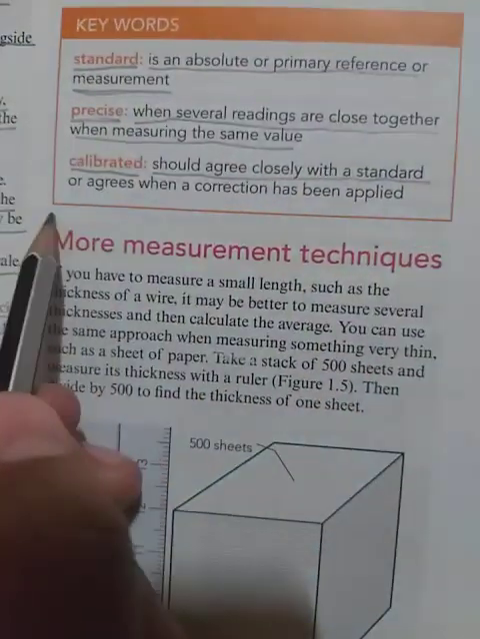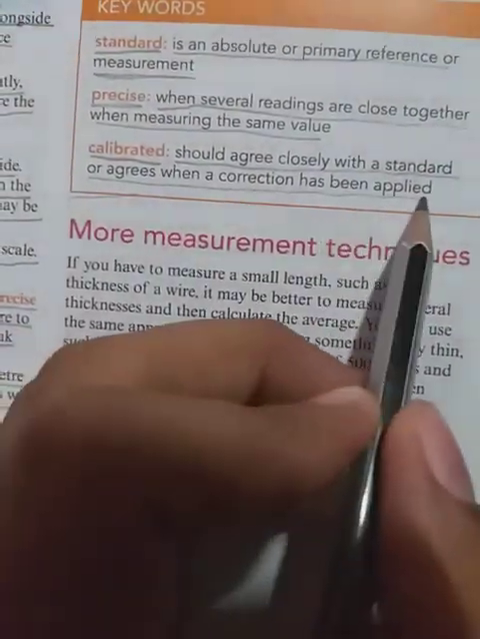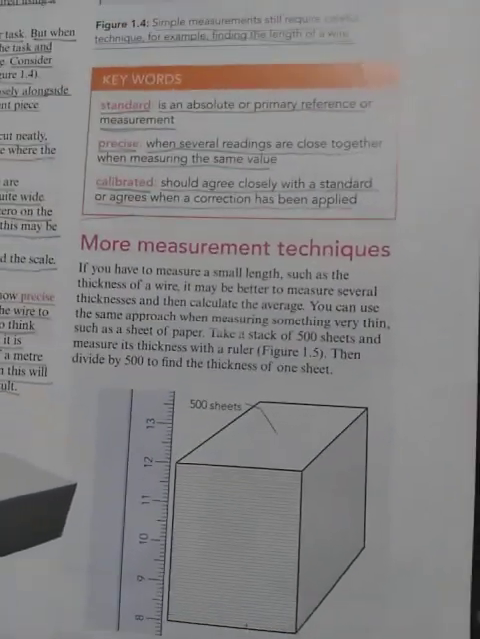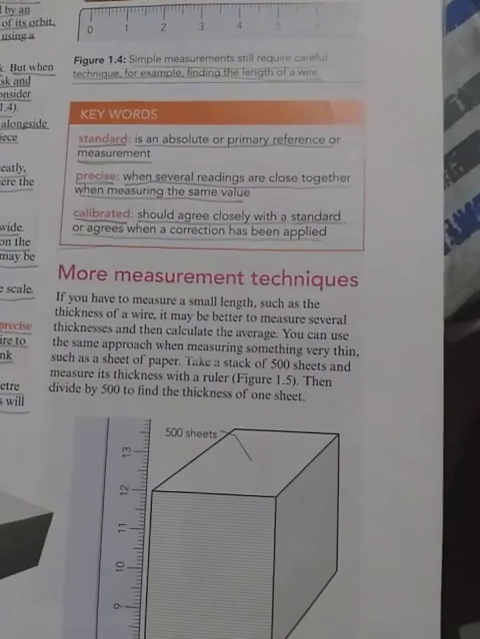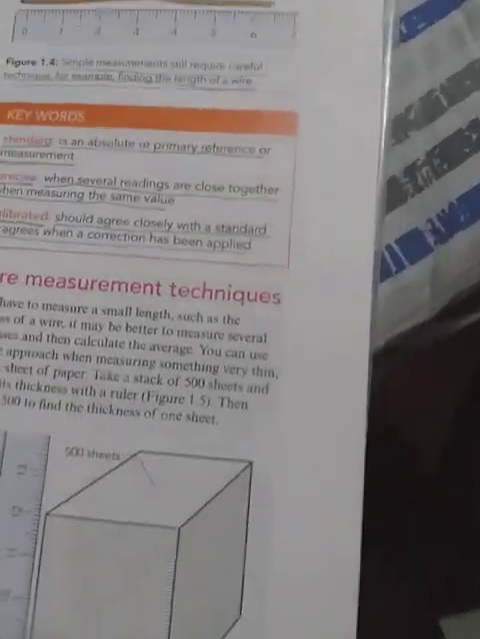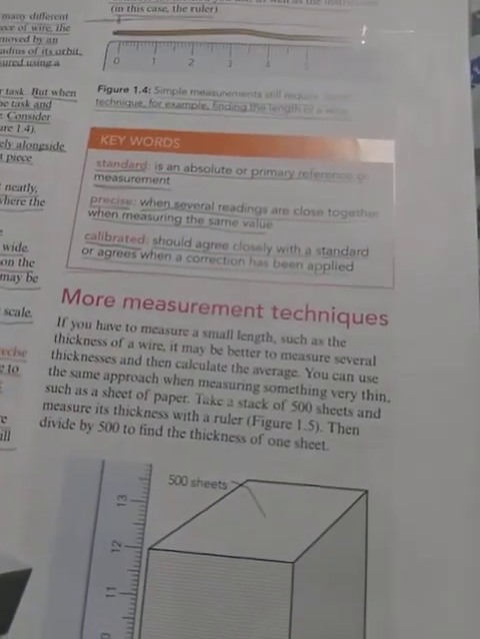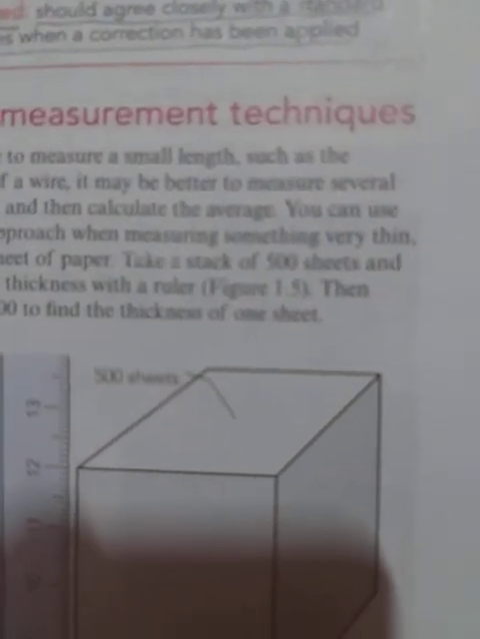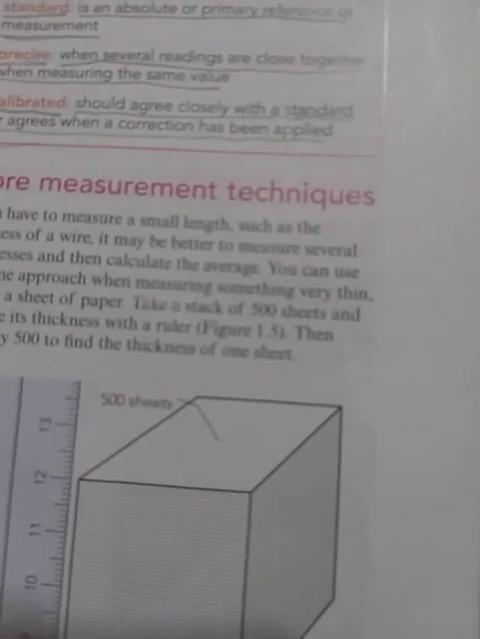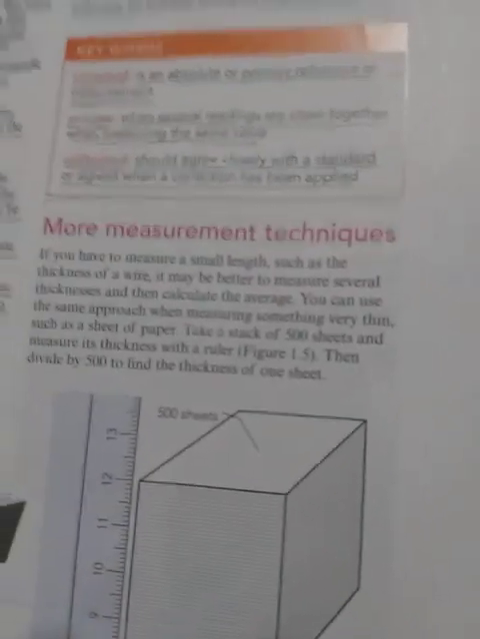So here we go. Standard is an absolute or primary reference of measurement. It is the simplest measurement of anything. Then comes precise. Precise is commonly detailed. Calibrated should agree closely with the standard, or agree when a correction has been applied. Is it that calibrated means totally correct, accurate?